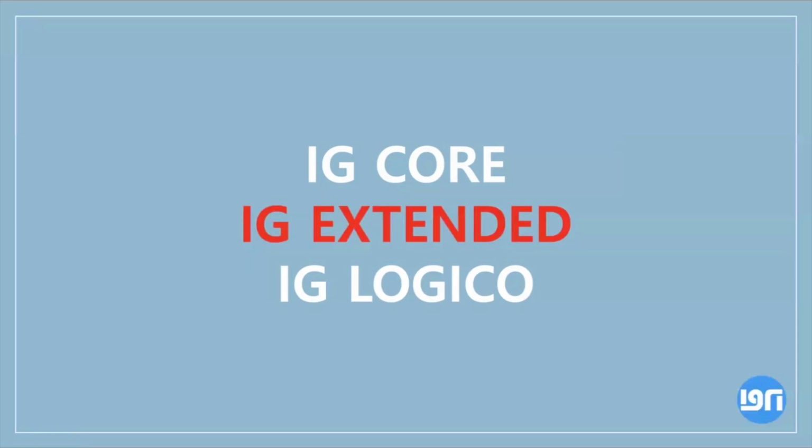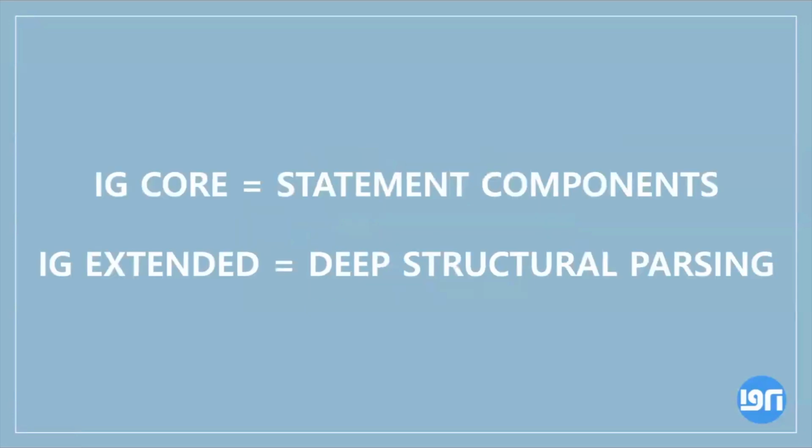IG Extended is the next deepest level of expressiveness after IG Core. In IG Core, we're focused on identifying the different syntactic components of regulative and constitutive statements. IG Extended, meanwhile, emphasizes deep structural parsing of institutional statements. IG Extended allows us to capture more detailed institutional information than IG Core. It does this by focusing on select syntactic components, giving us a set of tools to analyze them more carefully.